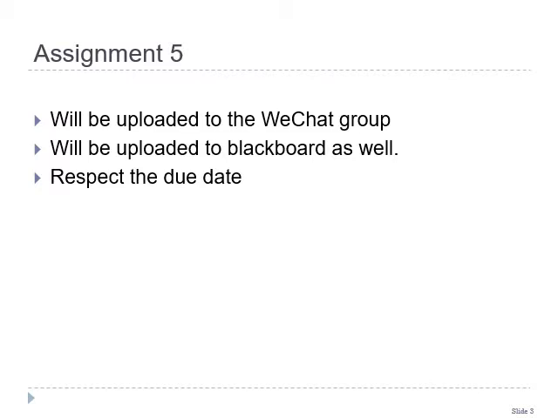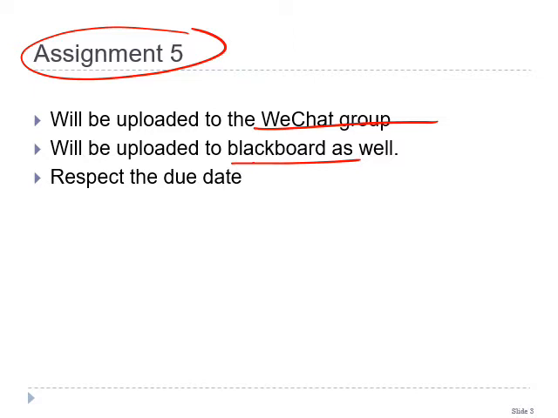Okay, so I would be adding the assignment 5 in our WeChat group and Blackboard as well. So kindly respect our due date. The due date is going to be announced on either of the platforms. So try to solve it as soon as possible. We are also going to hold our Zoom live discussion, and the time and the day are going to be decided, and I'm going to upload the timing also along with assignment 5 in the group.